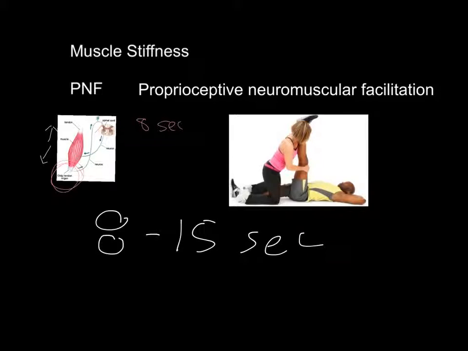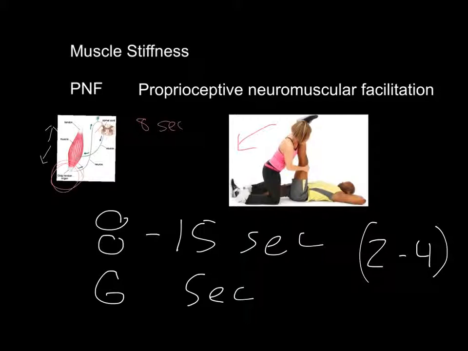And then after that, he's going to push down against her shoulder as hard as he can for 6 seconds, right? You don't want to strain your muscle or anything like that, but you want to push pretty hard. What this does is it tricks your muscles into relaxing, so you can increase your range of motion even further and go even deeper into a stretch. And typically you want to do this 2 to 4 sets per leg or whichever muscle group you're stretching.